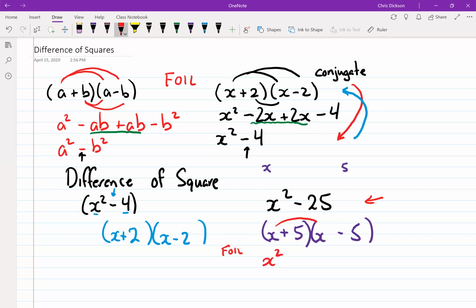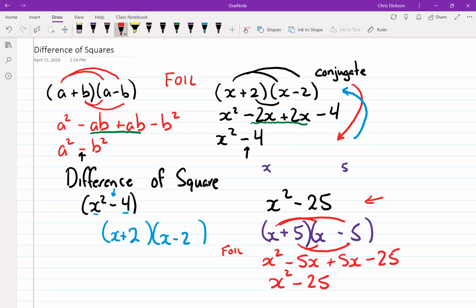X times negative 5 is negative 5x. 5 times x is 5x. And 5 times negative 5 is negative 25. So we can see the middle terms cancel out again. So we get x squared minus 25, which is what we started with.